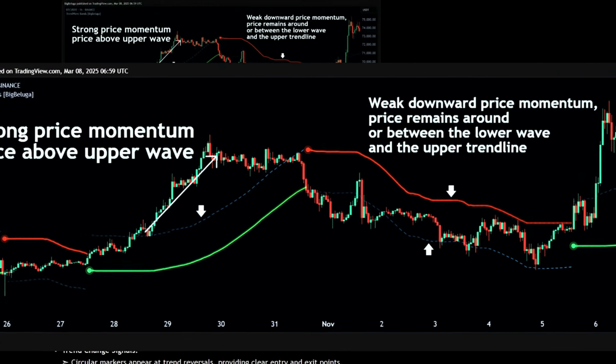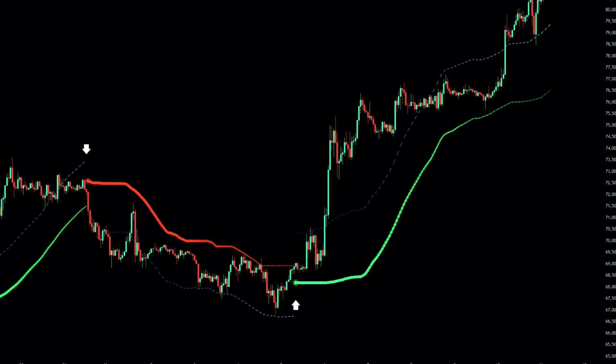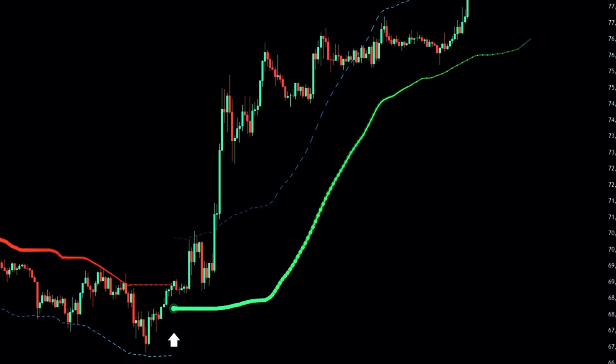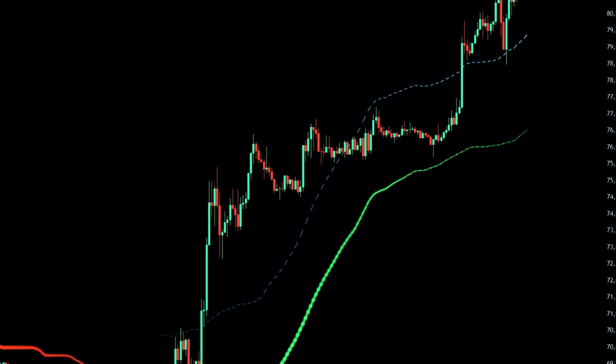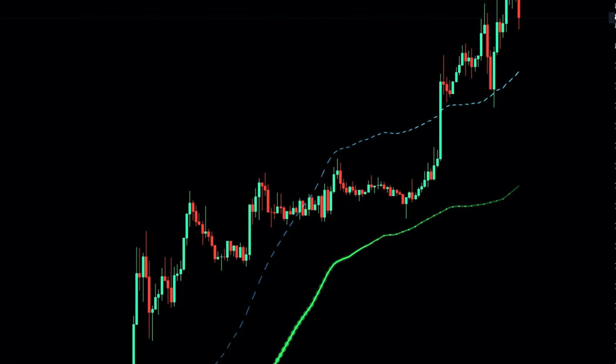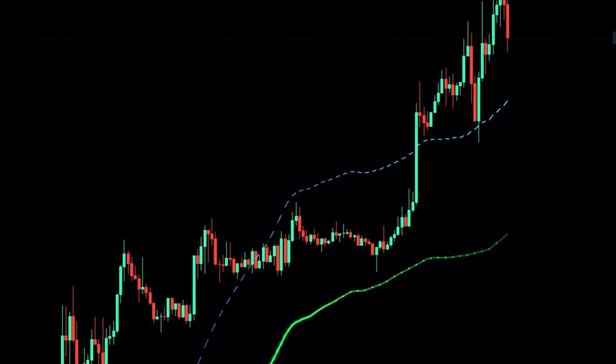One thing I like about it is the color. See how it starts bright and then fades? A brighter color suggests a new trend might be starting. As it gets duller, it's a visual cue that the trend has been running for a while.